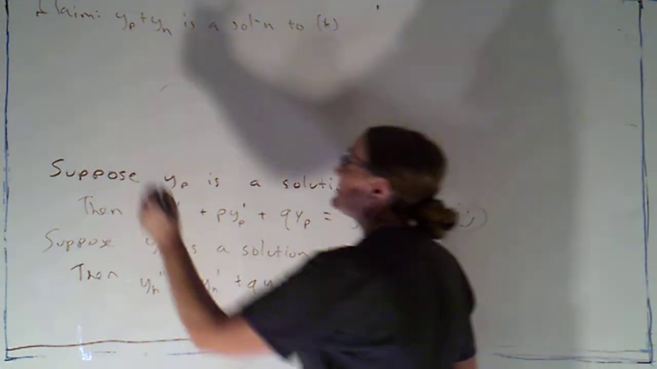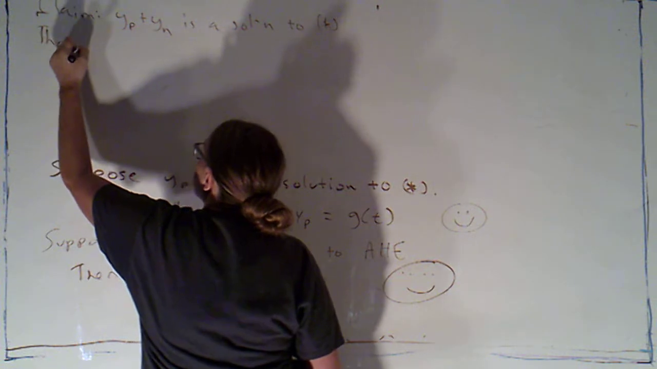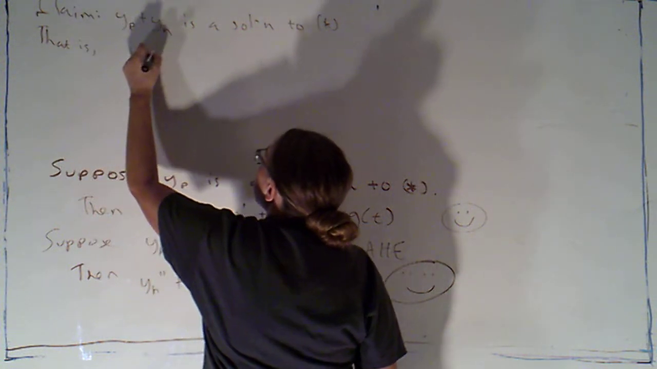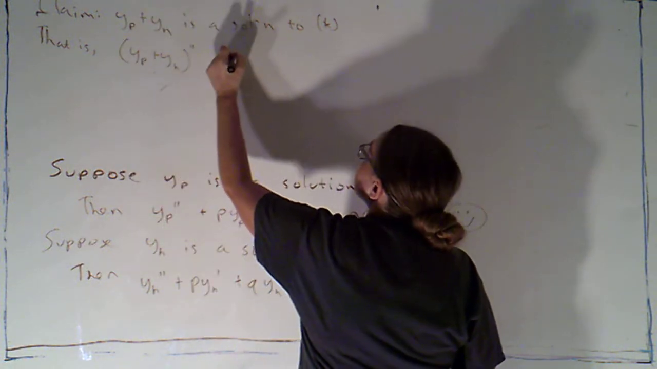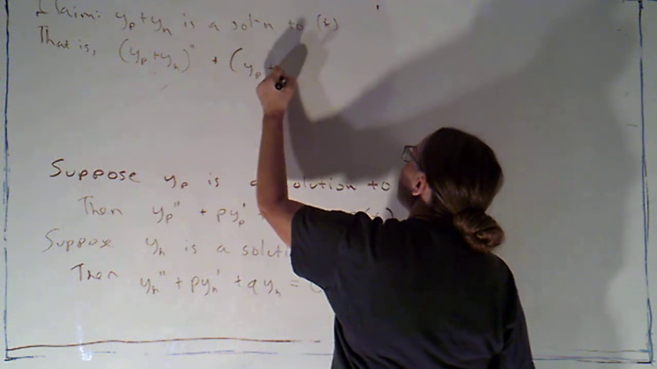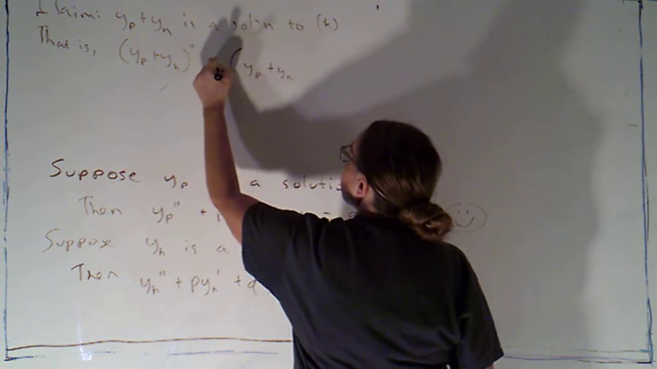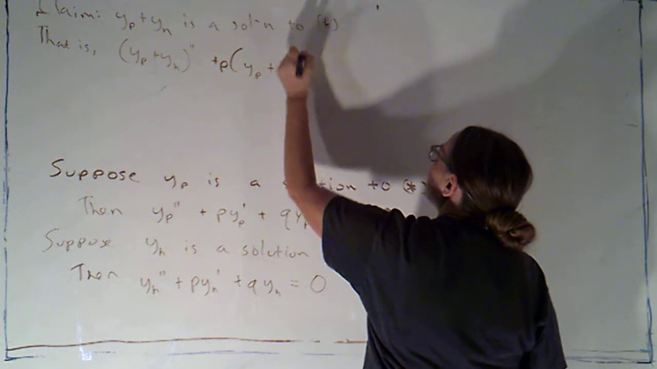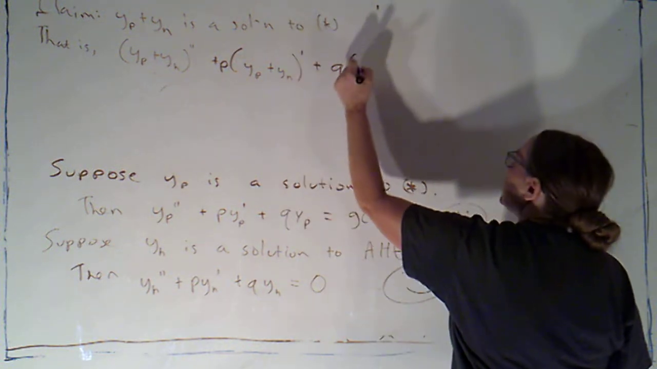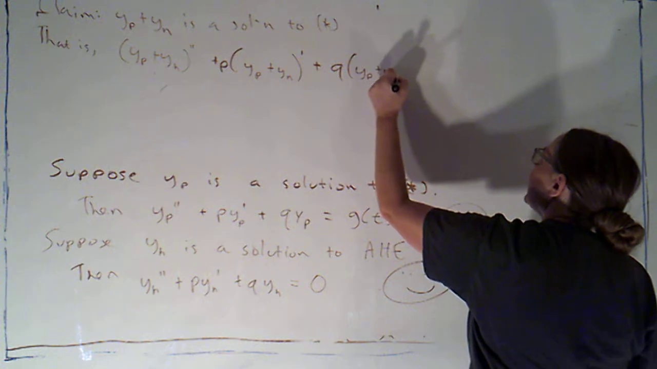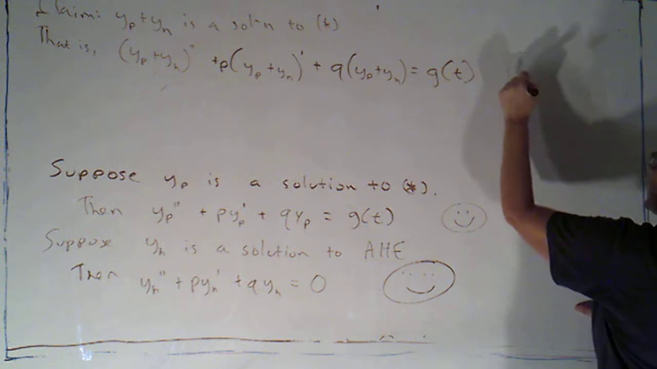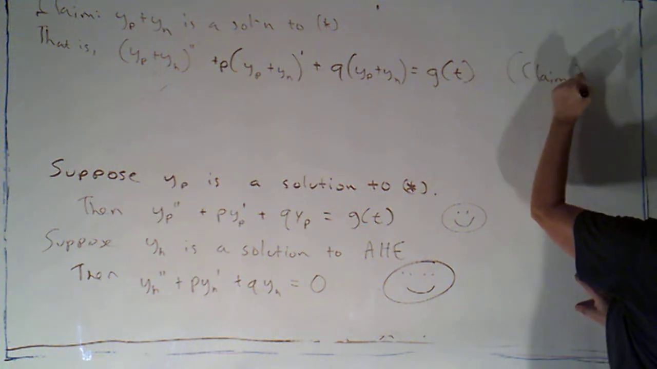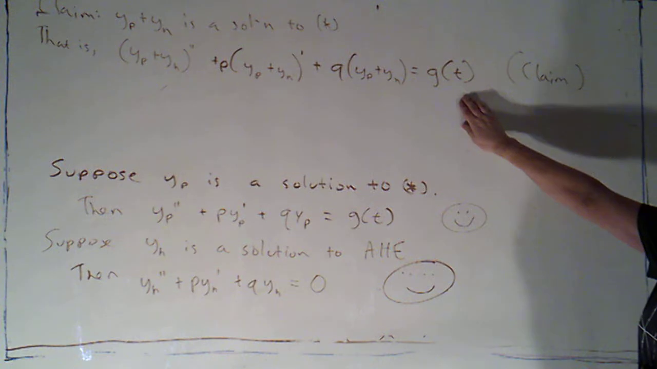Let's spell that out as an equation. That is yp plus yh double prime plus p copies of yp plus yh prime plus q copies of yp plus yh is going to equal g of t. That right there is my claim. I need to prove that this equation right here is true.